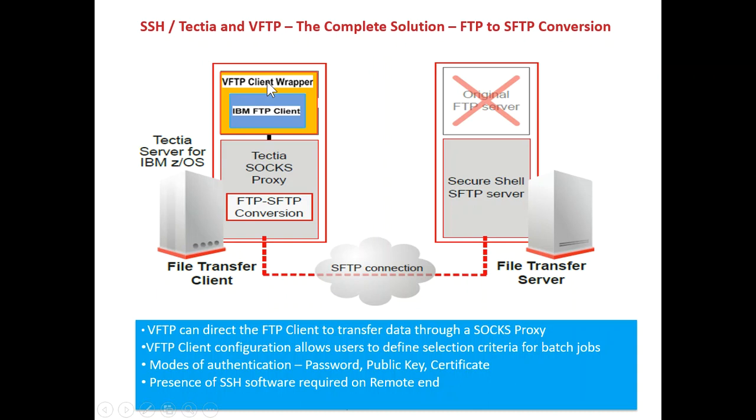Let's assume there's a batch job called production 123, and bear in mind there's a lot of filter criteria that you can specify. When that batch job runs, VFTP will intercept it, route it to the SOCKS proxy, and the SOCKS proxy will do that conversion for you from FTP to SFTP. You do need some presence of SSH on the remote end. We all know by default AIX and Linux platforms do have SSH software installed on them. However, from a Windows point of view, you might have to look into that if your objective is to send files from the mainframe to a Windows platform.